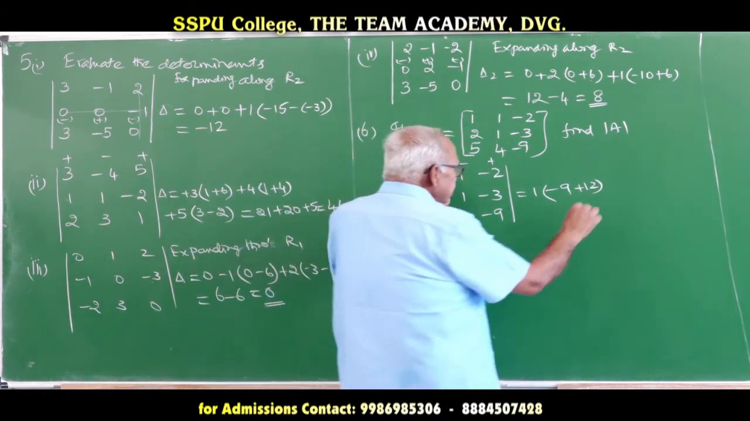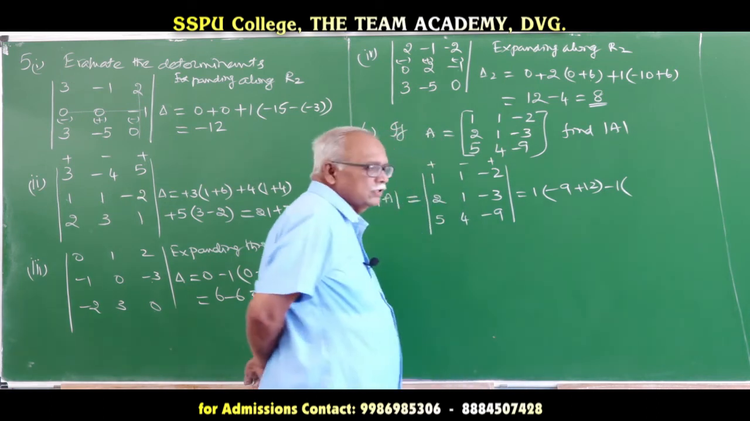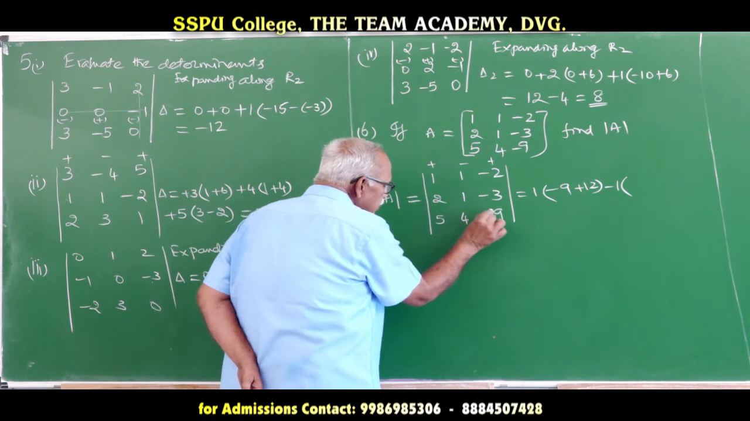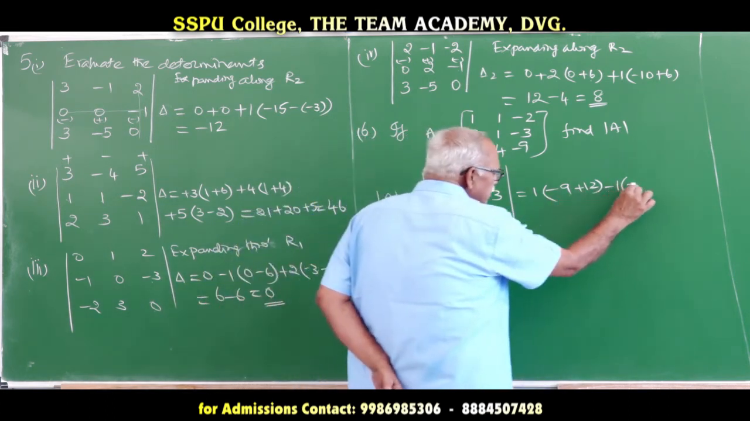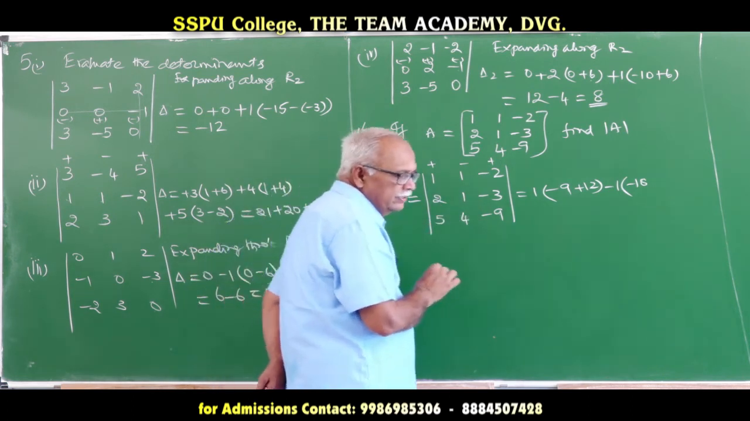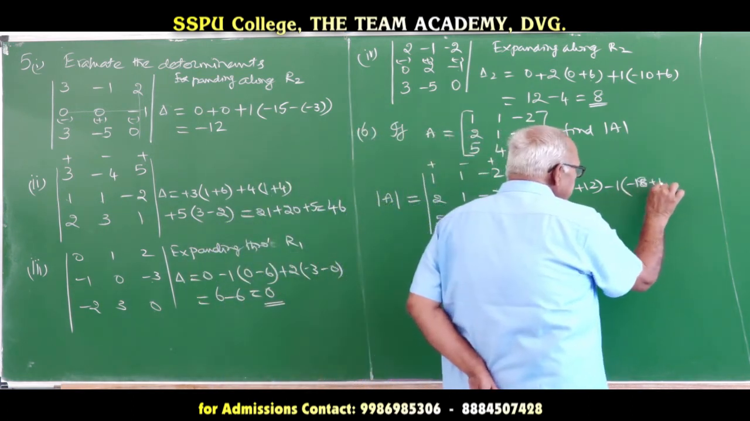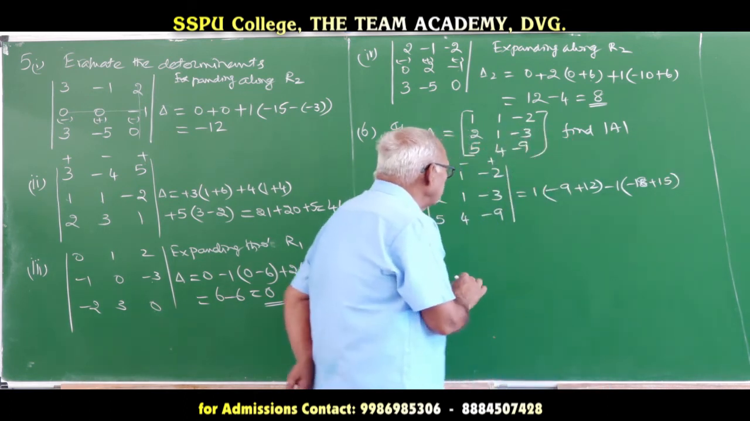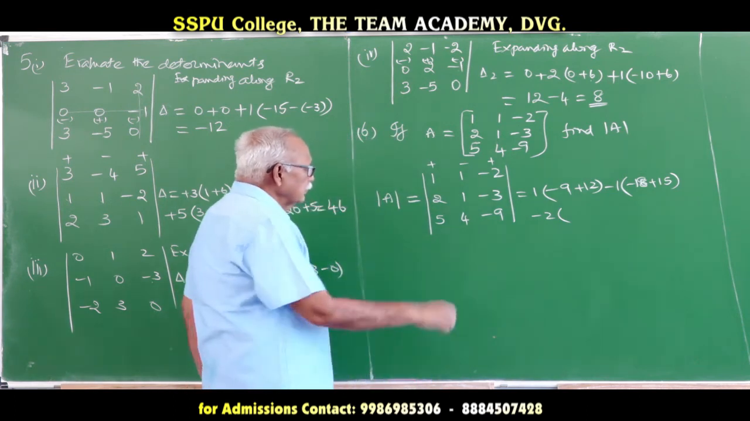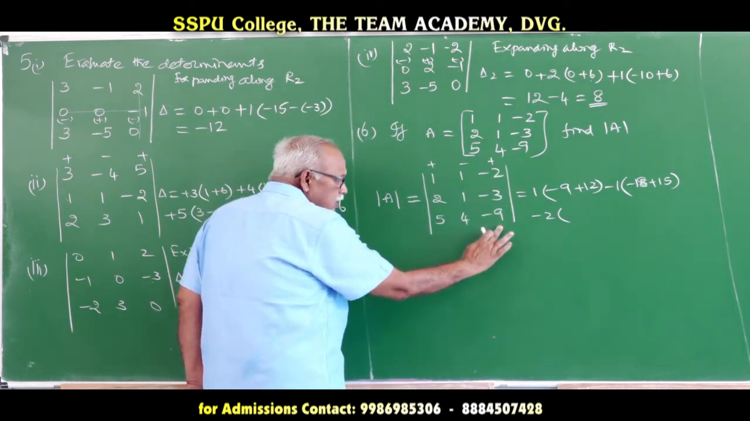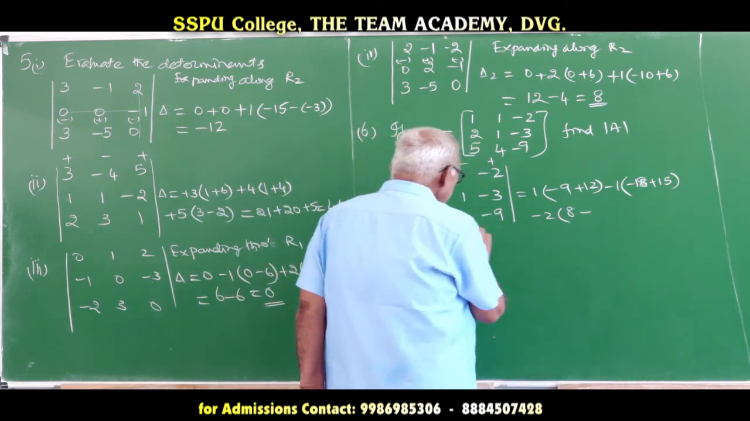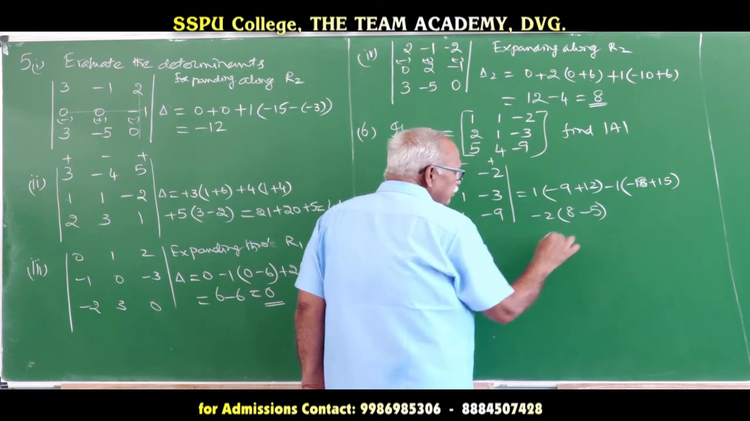Now, here the second element is minus 1. Minus 1 into, eliminate this row and column. You get minus 2 into minus 9, which is 18, and 5 into minus 3, minus 15, but you have to subtract it, so it is plus 15. Now, here minus 2. Minus 2 into, eliminate row 1 and column 3: 2 into 4, 8, minus 5 into 1, minus 5.